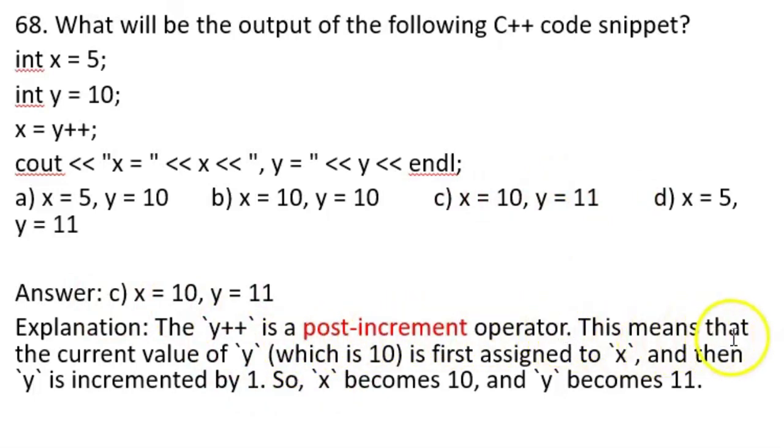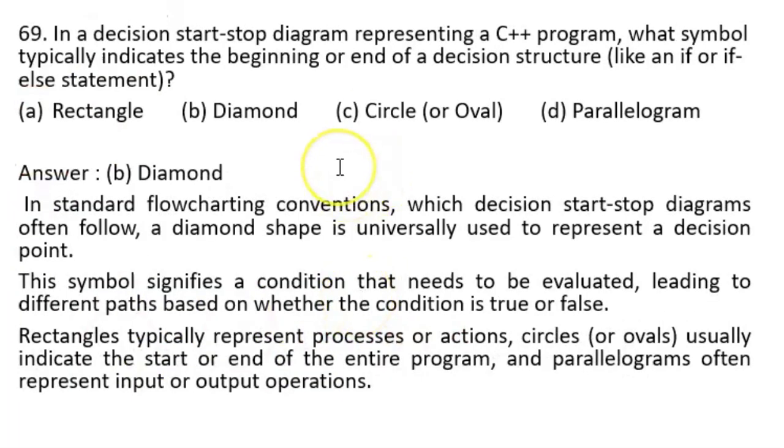y++ is a post increment operator. This means that the current value of y, which is 10, is first assigned to x, and then y is incremented by 1. So x becomes 10 and y becomes 11. The value of y is assigned to x first, 10. The answer is C.